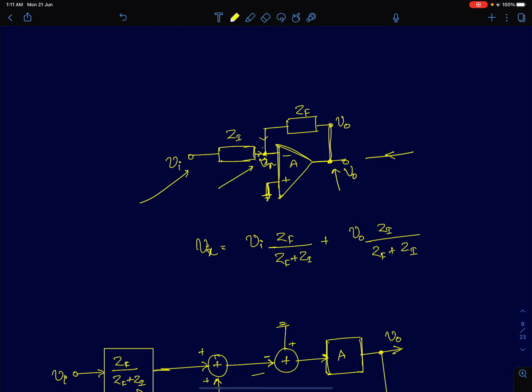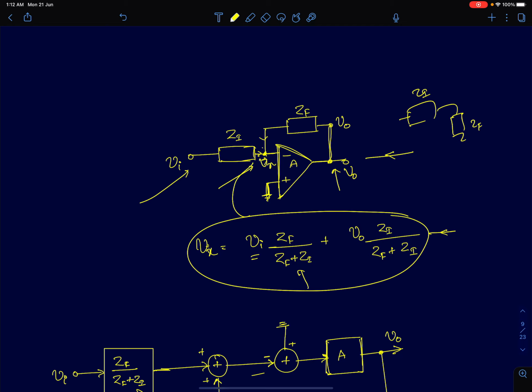I'll calculate this node voltage Vx as a fraction of Vi, so Vi times, using the principle of superposition, I'll make V0 0 and it will simply be a potential division between Zi and Zf. So Zf here and Zi here, you get Zf by Zf plus Zi. And similarly, I'll ground Vi and calculate the contribution due to V0, you get V0 into Zi by Zi plus Zf. Now this is the input which is applied at the negative terminal of the op-amp.